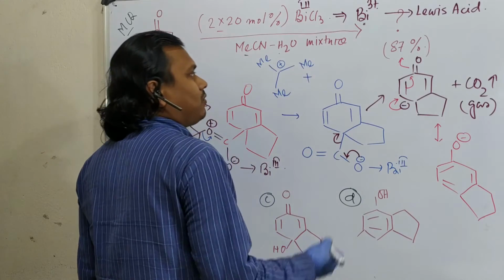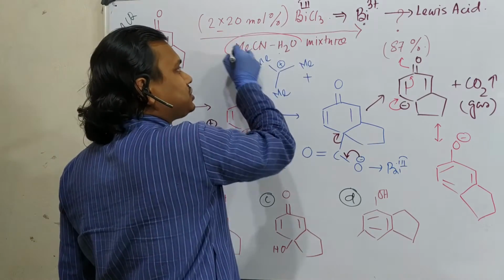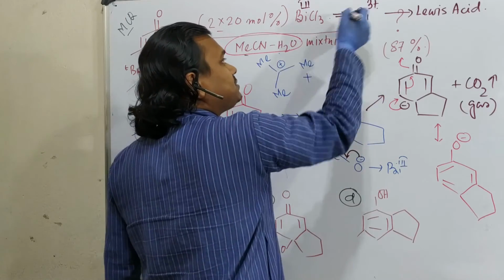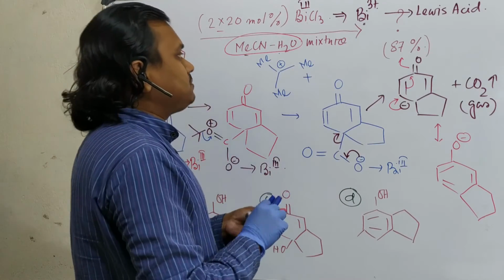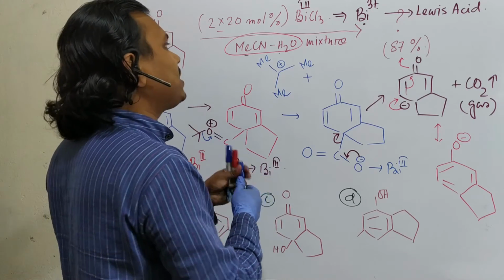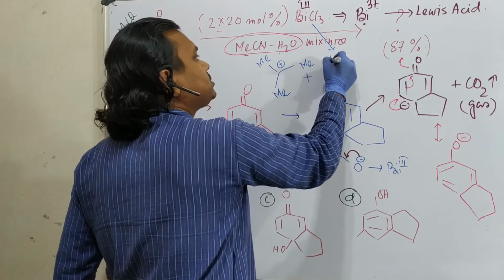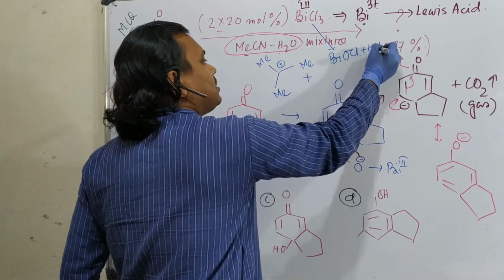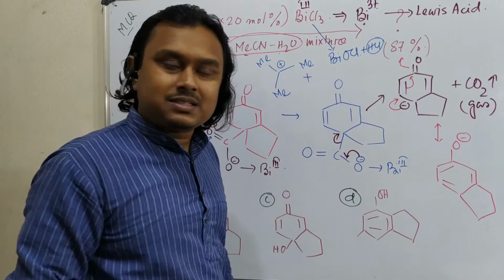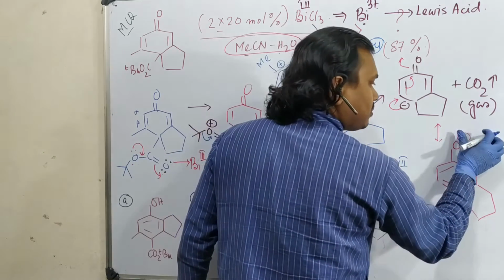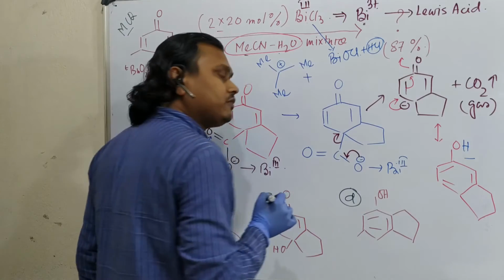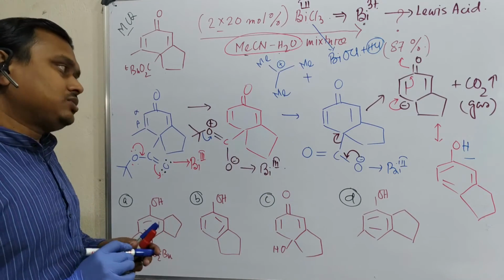Fine. And now, since water is in the mixture, it is a phenol derivative, and because the medium is bismuth trichloride, if this bismuth trichloride gets hydrolyzed, what will it produce? It will produce bismuth oxychloride plus HCl. It means it's an acidic medium, slightly acidic. So this will not remain as O minus. It will be converted into the corresponding phenol. Fine. Now this is the answer.